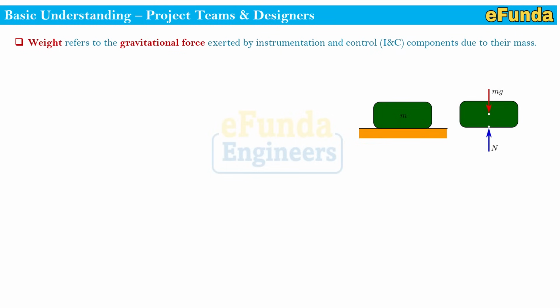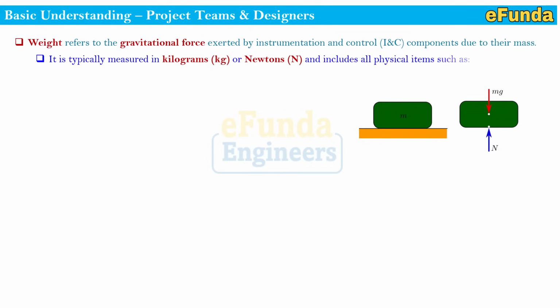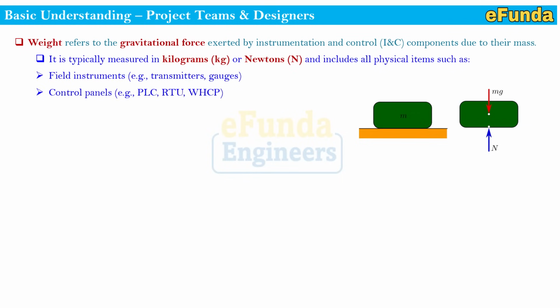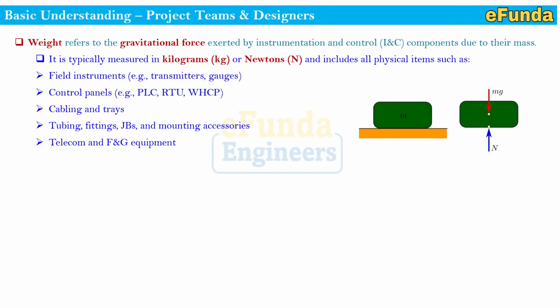Weight refers to the gravitational force exerted by instrumentation and control components due to their mass. One can refer to the picture where the mass and the gravitational force activities are shown in the figure. It is typically measured in kilograms or newtons, and mainly includes all physical items such as field instruments, that is transmitters and gauges, control panels, that is PLC, RTU, fire and gas control panel, cabling and trays, tubing, fittings, JBs and mounting accessories, and the last one is telecom and F&G equipment.